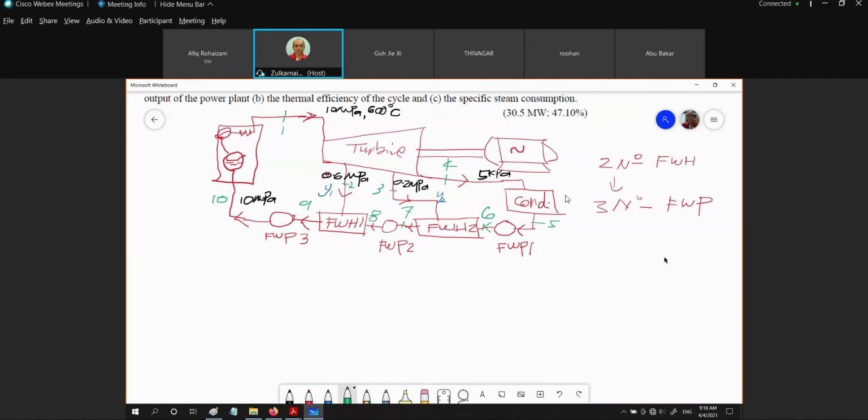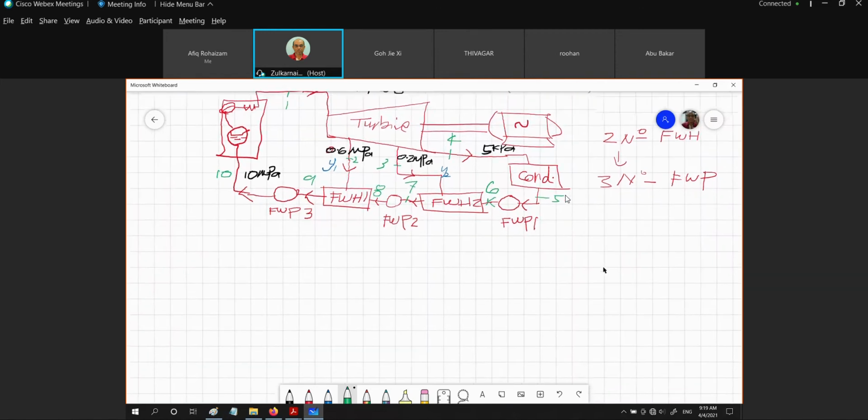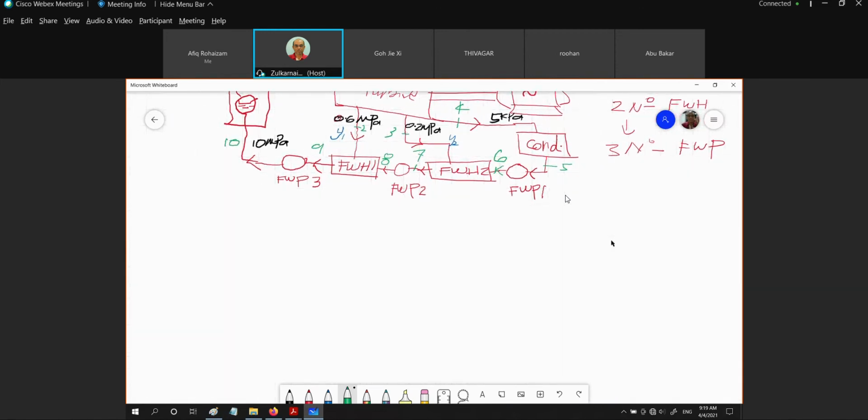So this is ideal, okay? This is an ideal regenerative Rankine cycle, meaning of ideal, we don't have any isentropic efficiency. All right. So this is the schematic diagram. Then we are going to sketch the TS diagram.